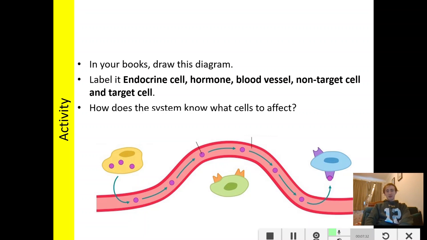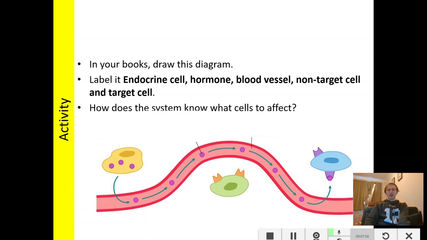And there's 2 types of cell in the body for every hormone. There are cells that it will affect and cells that it won't affect. The blue cell is being affected. It is a target cell, because you can see the purple hormone dot thing has joined up to that receptor and is going to cause that blue cell to do something. And what it will cause it to do will depend on the hormone.